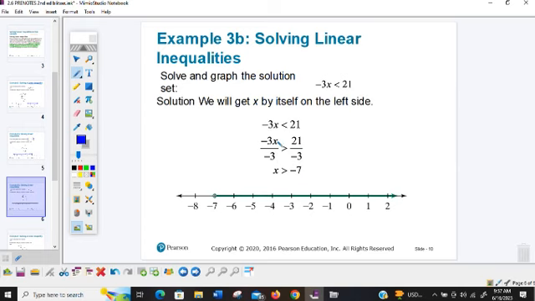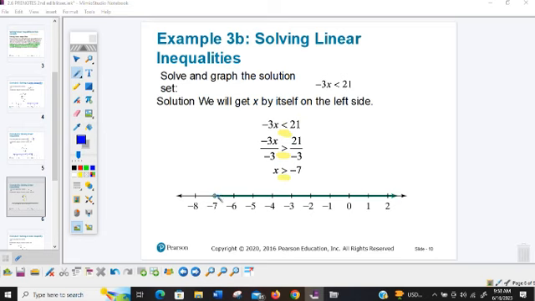Okay, now remember that rule when you divide by a negative. Okay, it flips the sign. So it's not going to be less than anymore. It's going to make it greater than. We flip the sign when we multiply or divide by a negative. Okay, so instead of x is less than negative 7, we have x is greater than negative 7.